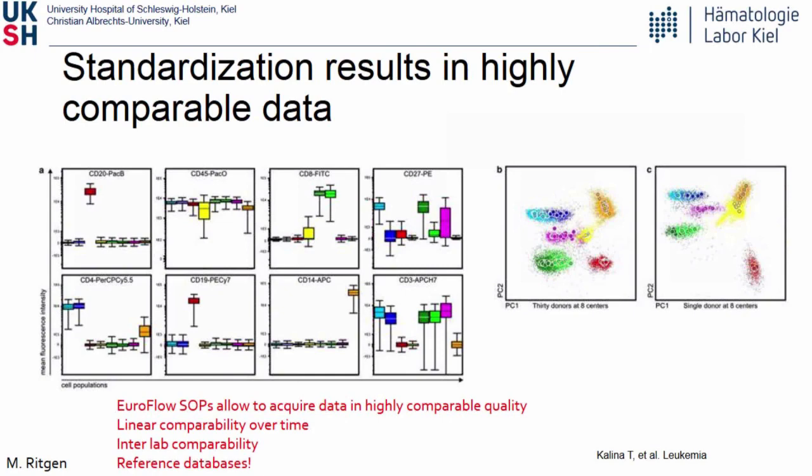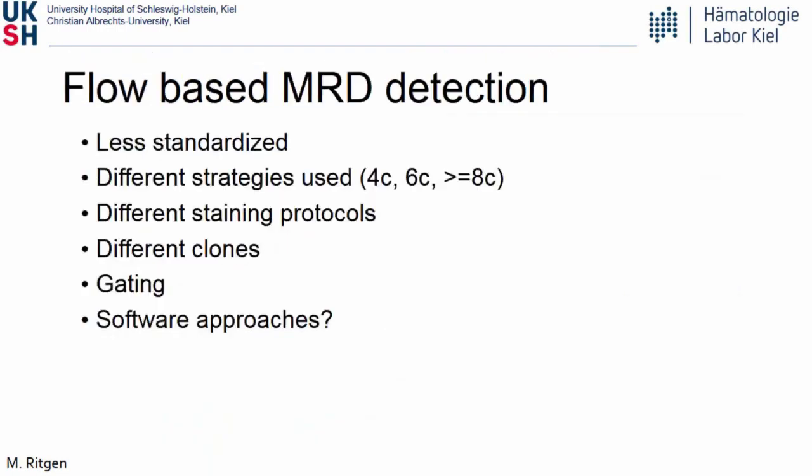And this was the basis for the further Euroflow approach, that flow data can be compared to a reference database to identify malignant diseases compared to a normal database or a database of malignant diseases. So a short summary in between.